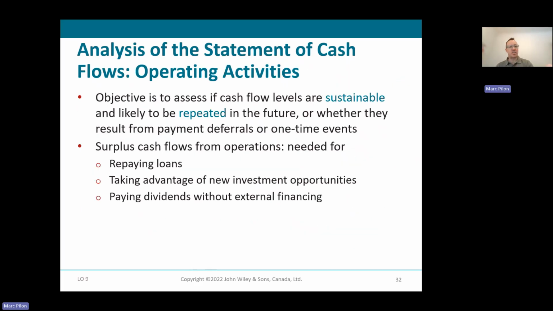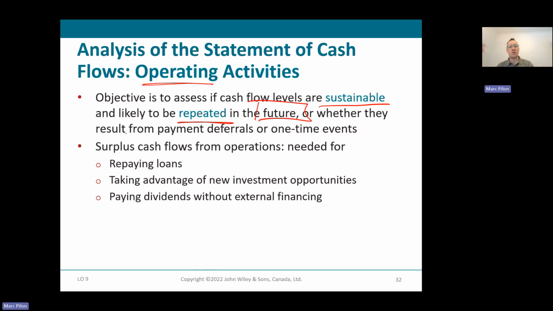The objective is to assess for operating activities if cash flow levels are sustainable and likely to be repeated in the future, right? We're always looking, what does it tell me? How can I predict the future, right? Obviously, we can do forecasting. It's not perfect, but it helps us plan and determine if we need to do anything now to avoid issues in the future.